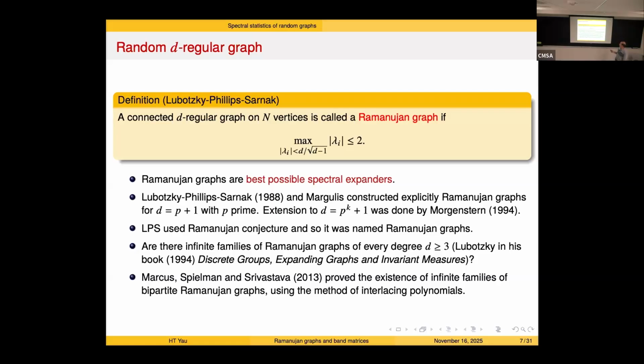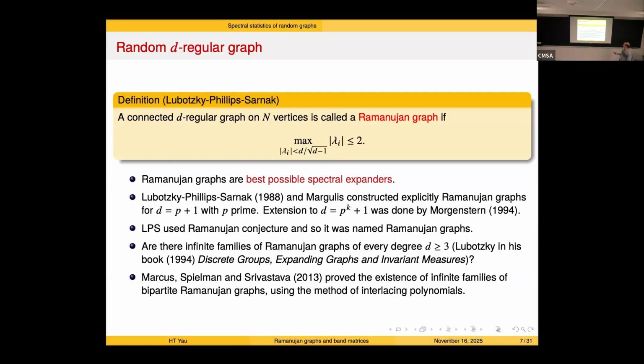And now the question is whether, if everything is really all below 2, then the spectral gap is as big as possible. This would be the best possible spectral expanders. So Ramanujan graph, even though it uses the name of Ramanujan, is really just because it's the best possible spectral expander. They use this name because in their paper construction, they use a result on the Ramanujan conjecture. Anyway, this part is the number theory.